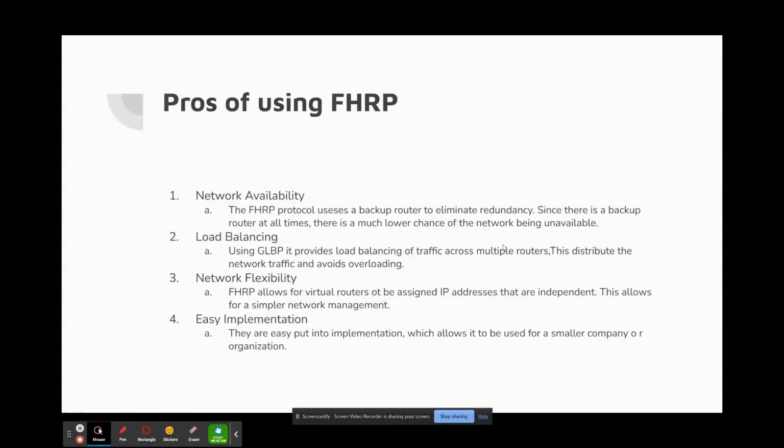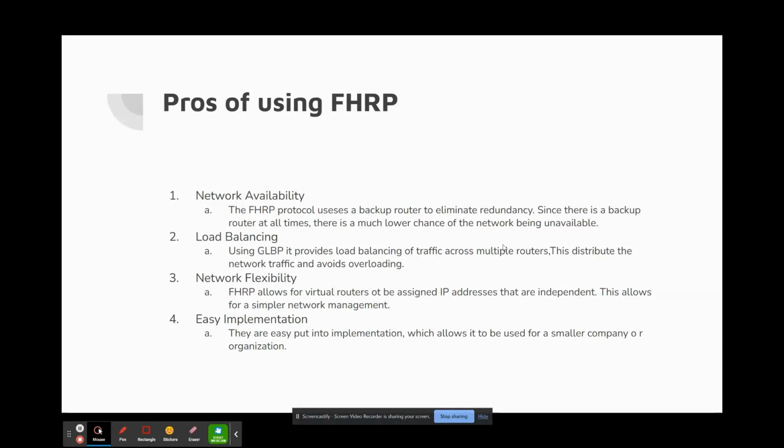The pros of using FHRP. Number 1, network availability. FHRP protocol uses a backup router to eliminate redundancy. Since there is a backup router at all times, there is a much lower chance of the network being unavailable. Number 2, load balancing. Using GLBP, it provides load balancing of traffic across multiple routers. This distributes the network traffic and avoids overloading.